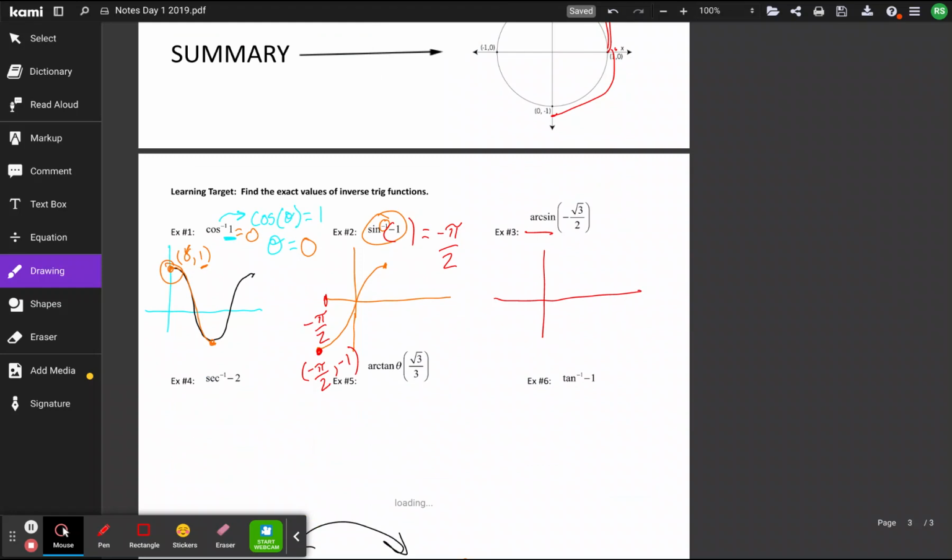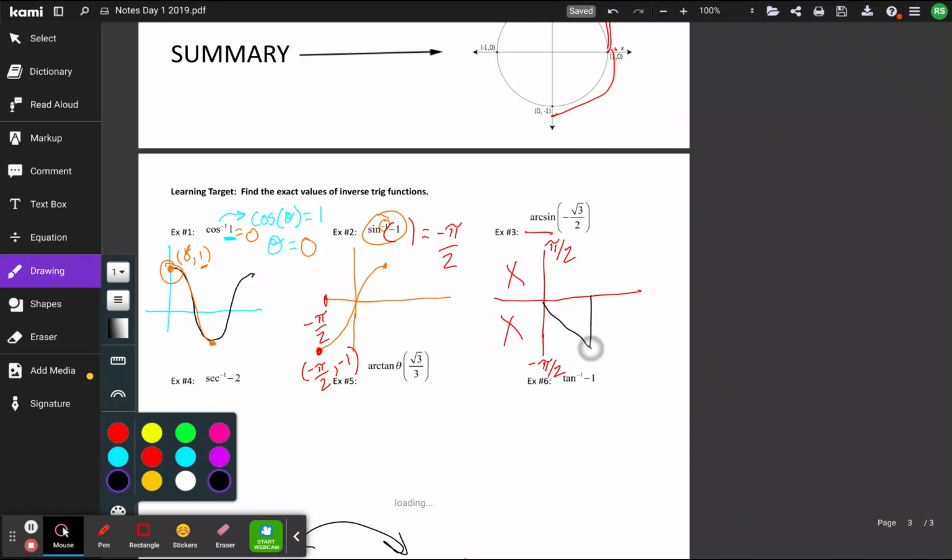Where is sine negative? Sine is negative in the fourth quadrant. Yes, it's negative over here. It's actually positive, sorry, in quadrant 2, but it's negative in quadrant 3. But remember, we are just looking from negative pi over 2 to positive pi over 2. So I'm going to draw my reference triangle where the opposite side is negative root 3. Here's 2. Here's 1. What is this angle of rotation? Negative pi over 3.